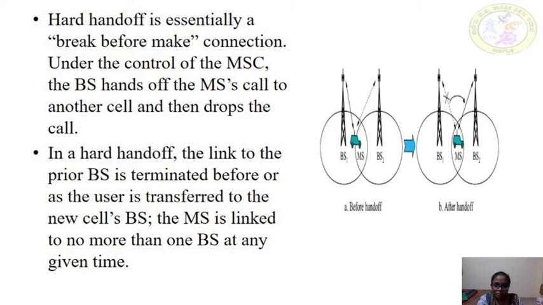Under the control of the MSC, the base station hands off the mobile station call to another cell and then drops the call. In a hard handoff, the link to the prior base station is terminated before or as the user is transferred to the new cell's base station. A mobile station is linked to no more than one base station at any given time.